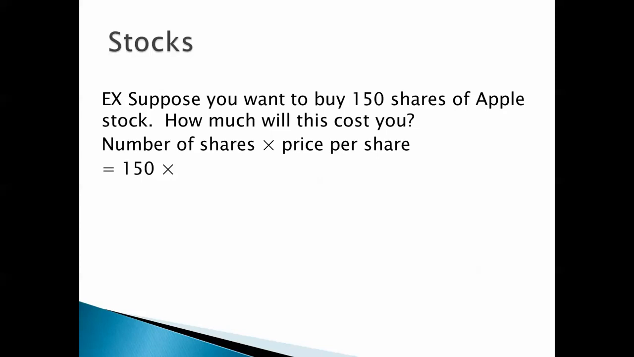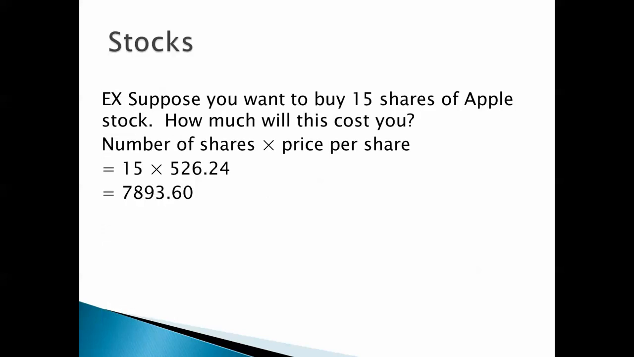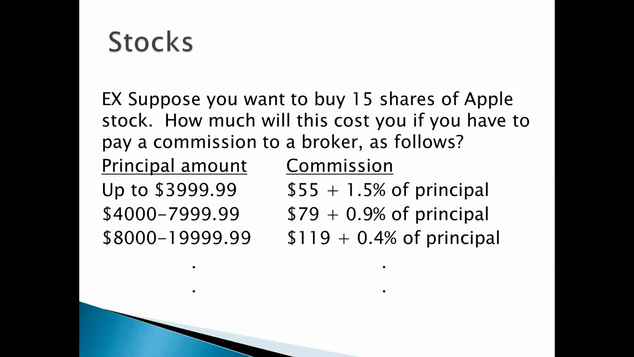Suppose you want to buy 150 shares of Apple stock. How much will this cost you? Well, it's the number of shares times the price per share. And as we saw a moment ago, price per share is $526.24. That was the closing price. So 15 times $526.24 is $7,893.60.